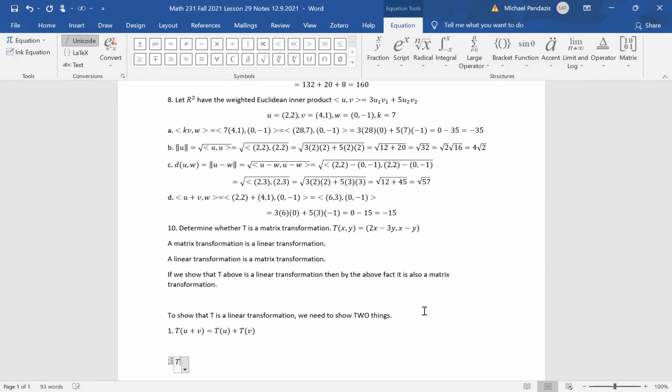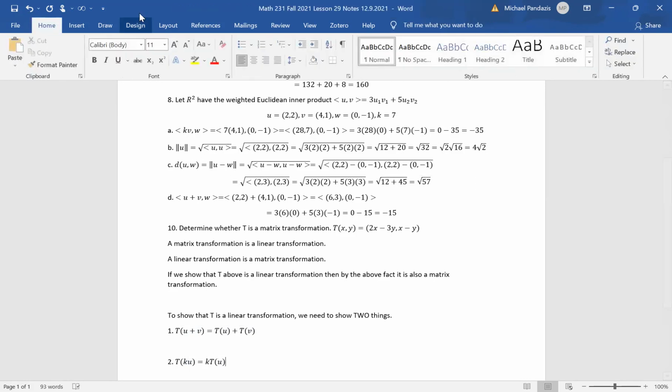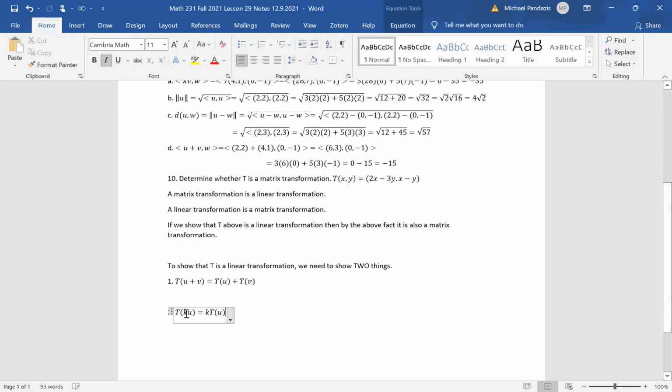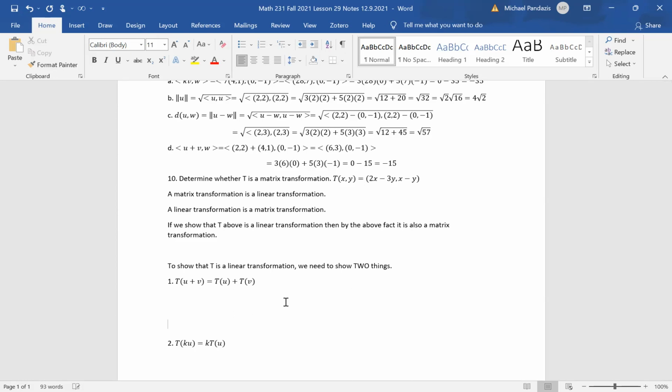The second thing you need to show is that T of k u, where u is your vector, is equal to k times T of u. K is a constant. This is for any vector u in your vector space and for any real number k. Okay, so let's show each. Below, we're going to show each of them.